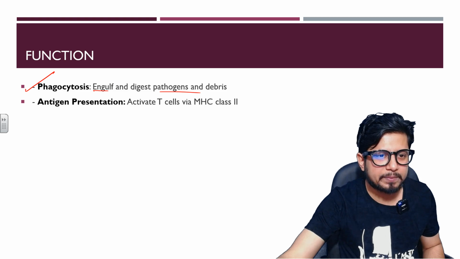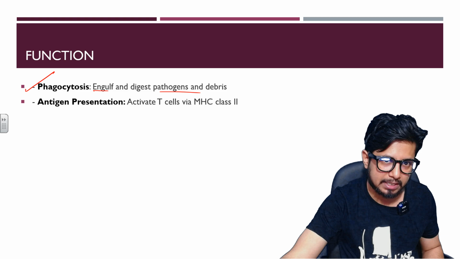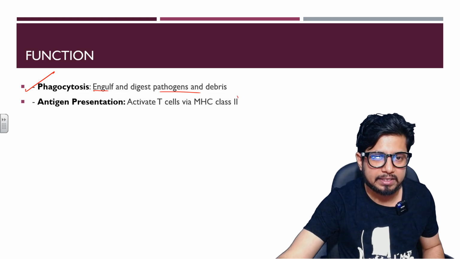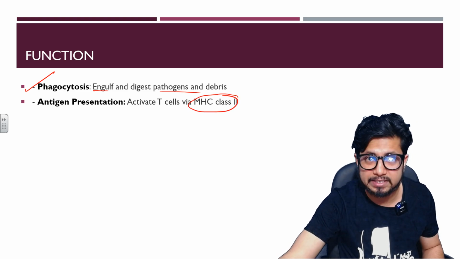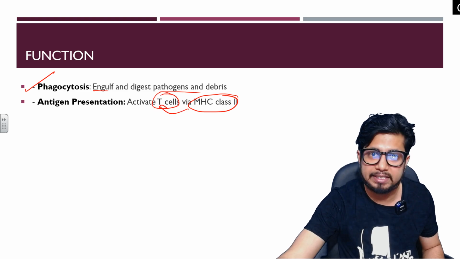So antigen presentation is another important job. They are professional antigen presenting cells, and they have MHC class 2 molecules on their surface, which makes them professional antigen presenting cells with which they can activate T cells.